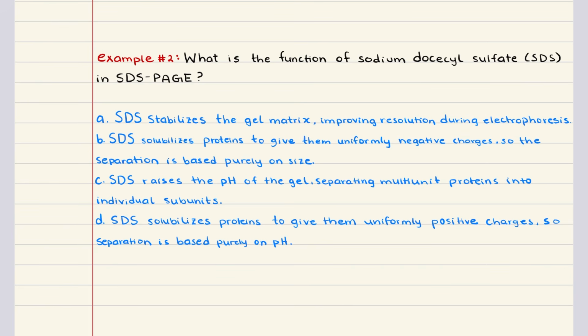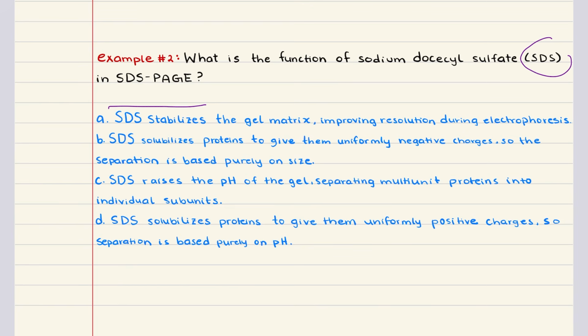Now remember, SDS-PAGE is a type of gel electrophoresis that's used to separate proteins based purely on size. But that only works if we first eliminate differences in charge and shape. That's where SDS comes in. SDS is a detergent that binds to proteins and then denatures them. That means it unfolds the protein and it removes any effects of shape or folding.